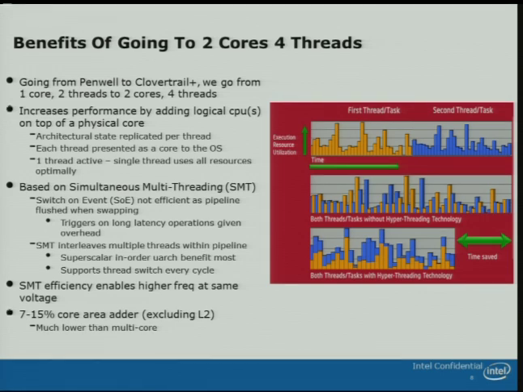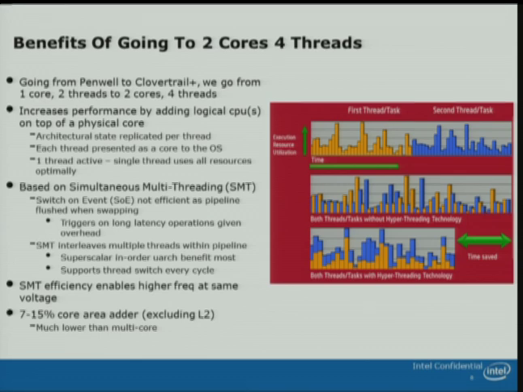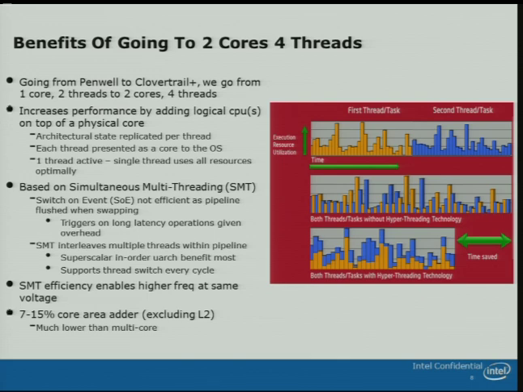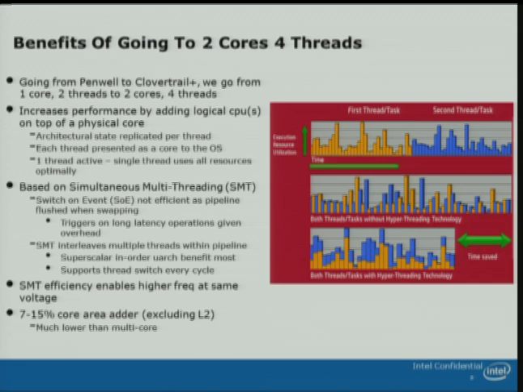Simultaneous multi-threading interleaves the multiple threads within the same pipeline on the same core. Superscalar in other architectures like the Atom cores will benefit the most from simultaneous multi-threading. And with simultaneous multi-threading, we support switching the threads that are getting processed every cycle. And like I said before, for just adding 7 to 15% core area addition, excluding the L2, you get performance that's much greater than that. And we'll see some numbers later in the presentation.